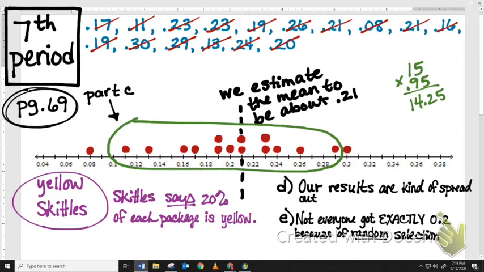All right. For our margin of error, we're going to go to the next page for this. So you're going to be on page 70 now. We estimated the mean here. That's part A of question 2. We estimated our mean to be about 0.21 for the whole class. So we said about 21%. Question 2, part A is this right here.